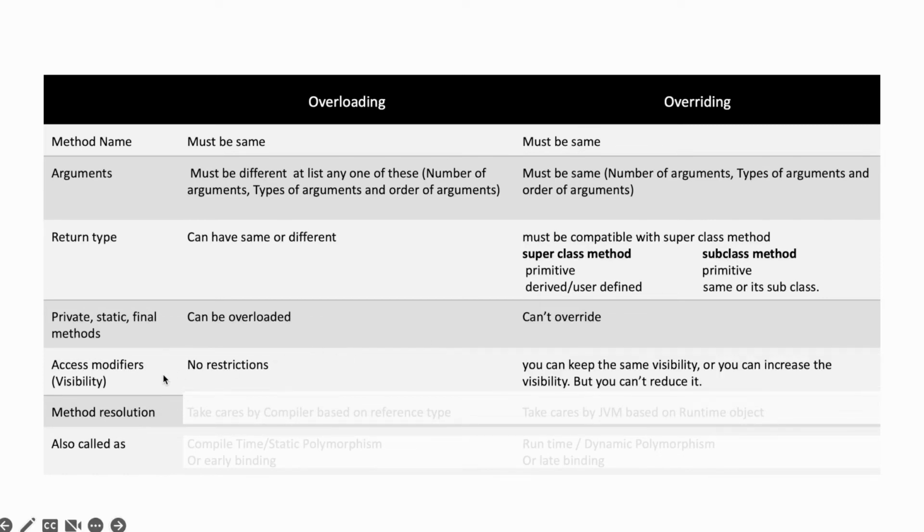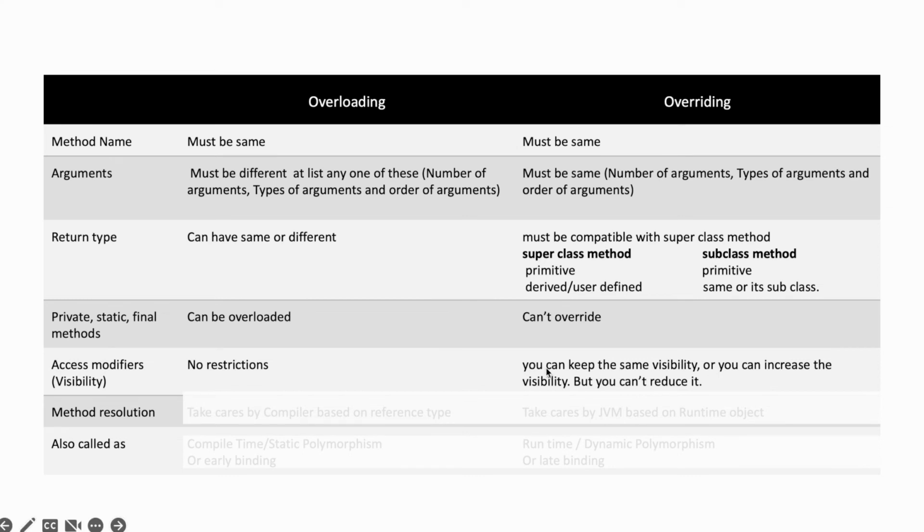Access modifiers. In overloading, it will only check the method signature, that means the name, type of arguments, and number of arguments. It won't bother about access modifiers, so there is no restriction in overloading. But when it comes to overriding, you can keep the same visibility or you can increase the visibility, but you cannot reduce it. That means if your superclass method is public, then in the subclass it should be public only, because that is the highest visibility.